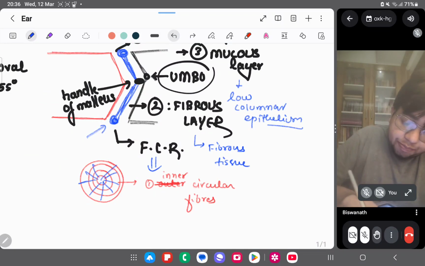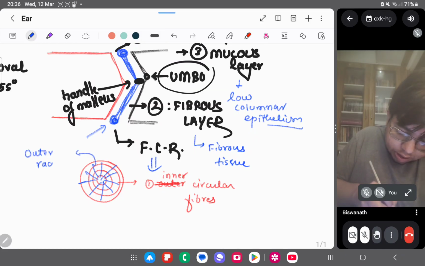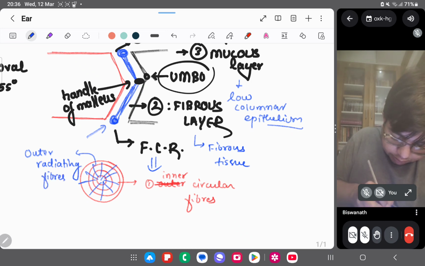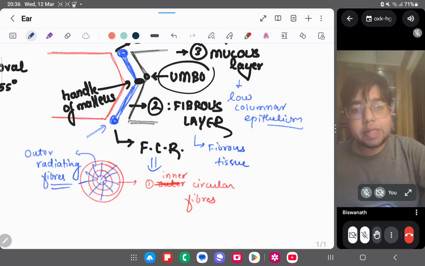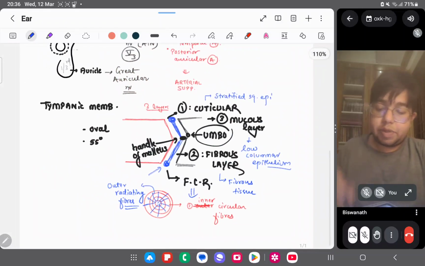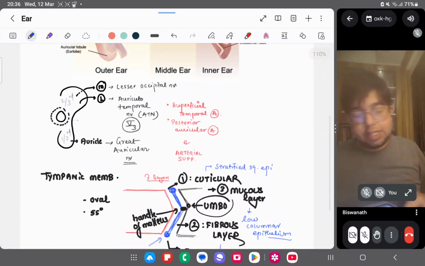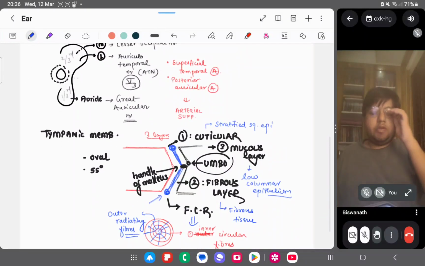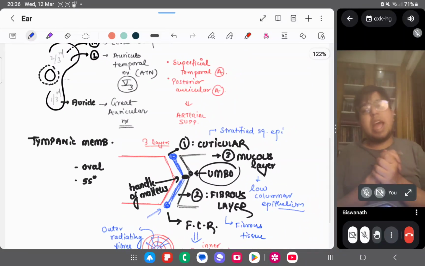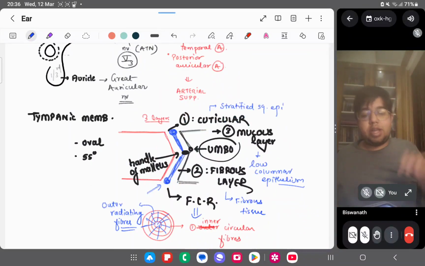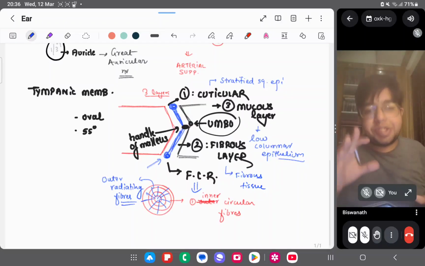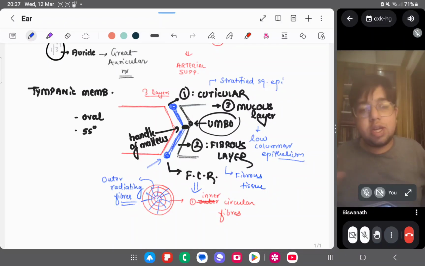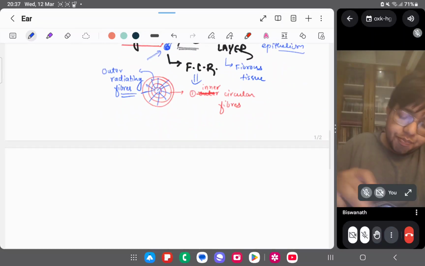These are the outer radiating fibers. Outer radiating fibers, right? The radiating fibers. So if this part is clear, we'll move forward and we'll discuss the tympanic membrane. We'll draw the structure of the tympanic membrane and understand how the tympanic membrane is arranged basically.